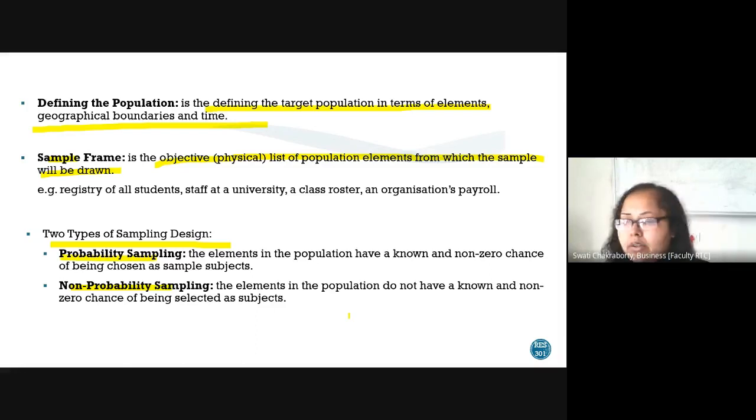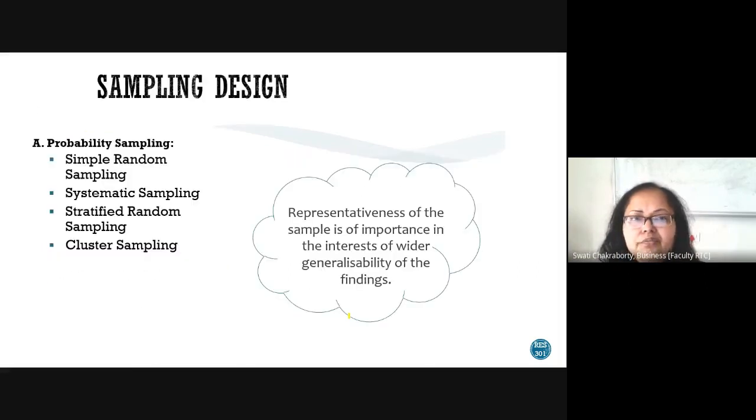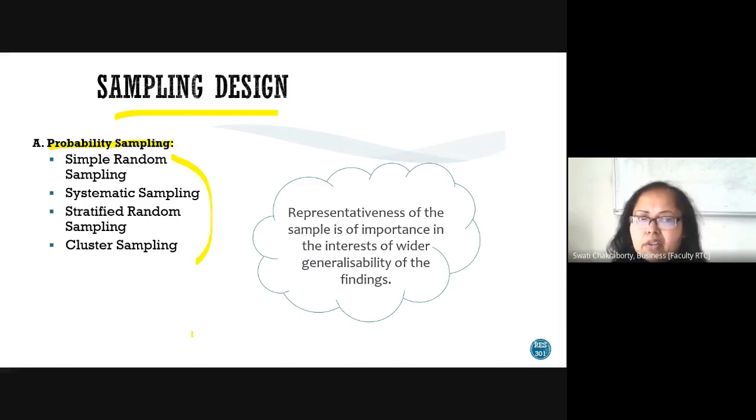Why? Because the researcher already has decided whom to select beforehand. So when we talk of sampling design, we said first is probability sampling. These are the four different types of sampling that we have: simple random sampling, systematic sampling, stratified sampling, cluster sampling.